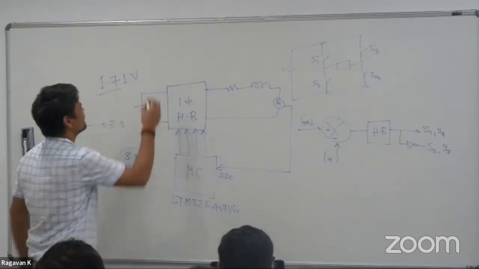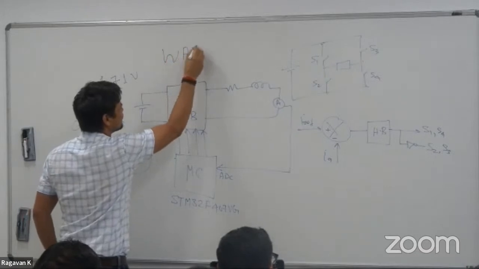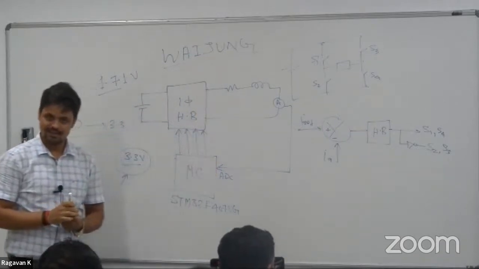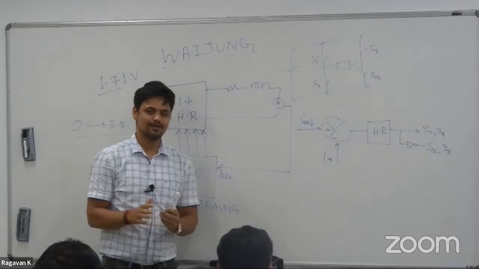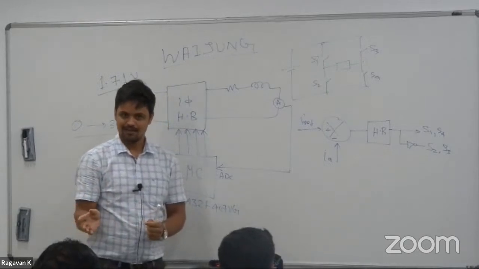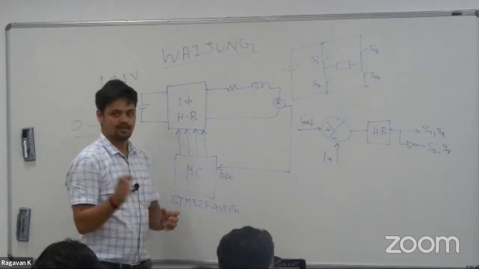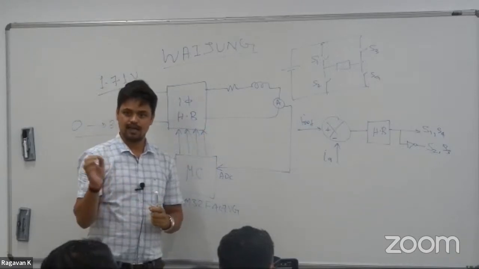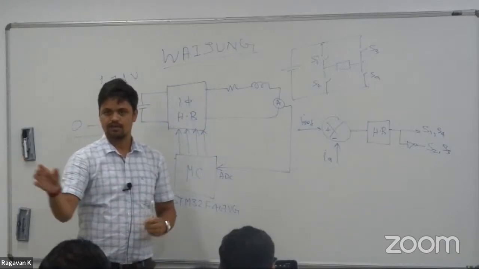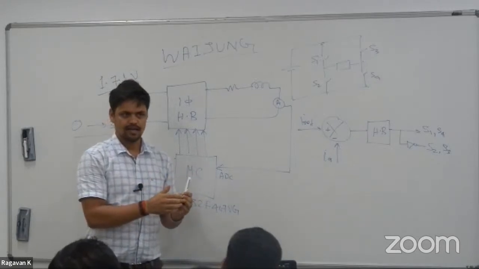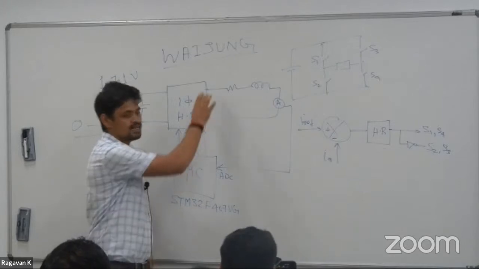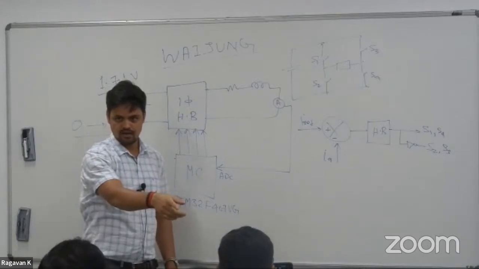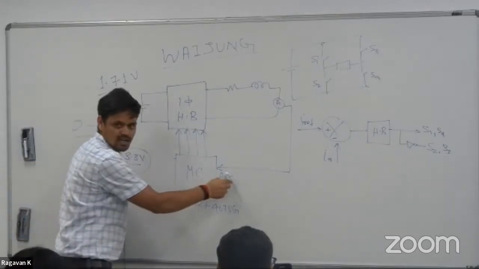For MATLAB, there are Waijung blocks. It is perfectly compatible and can be installed as a block set in the MATLAB simulation directory, and you can have each and every function of the microcontroller in the form of blocks. Like if you want to use ADC, you can pick the ADC block. In the same way it is coded here. For that, I want one ADC.